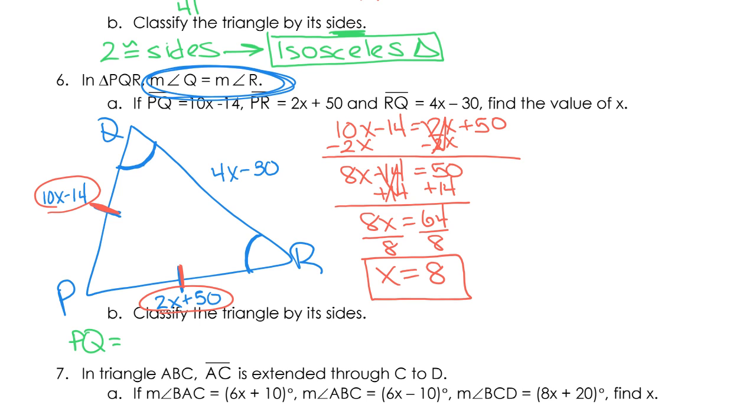10 times 8 is 80. And 80 minus 14 ends up being 66. Okay. Therefore, PR should also come out to be 66, but let's double check. 2 times 8 is 16. 16 plus 50 is 66. And now we just have to figure out QR. 4 times 8 is 32. And 32 minus 30 is 2. And so we were right. It has two equal sides, and therefore it is isosceles.